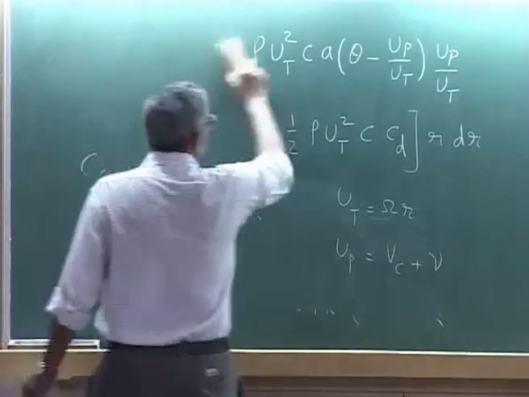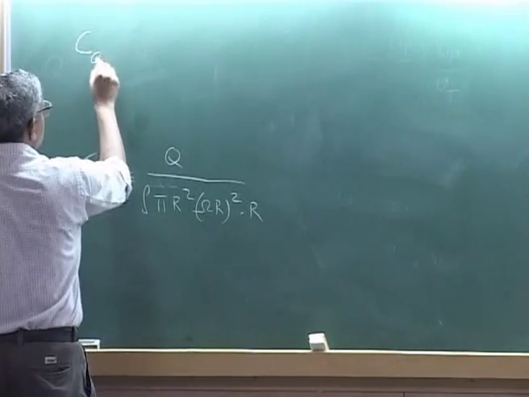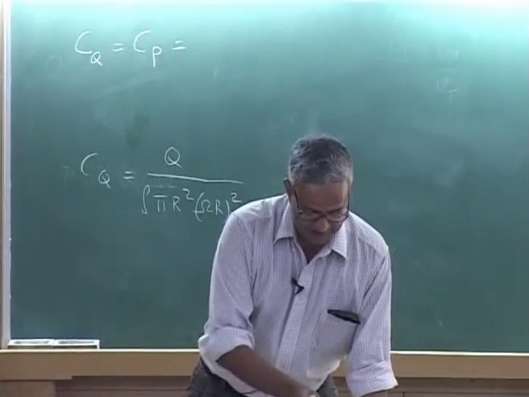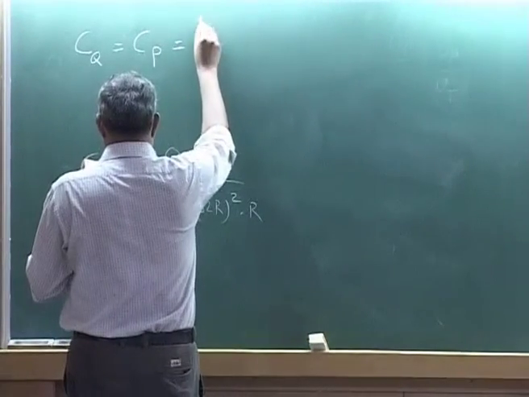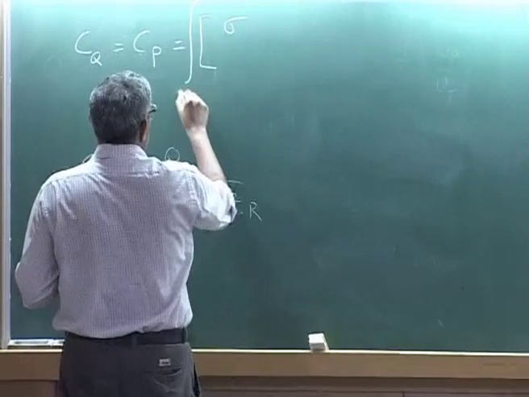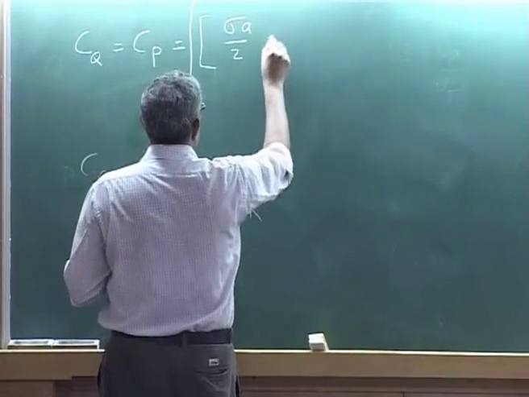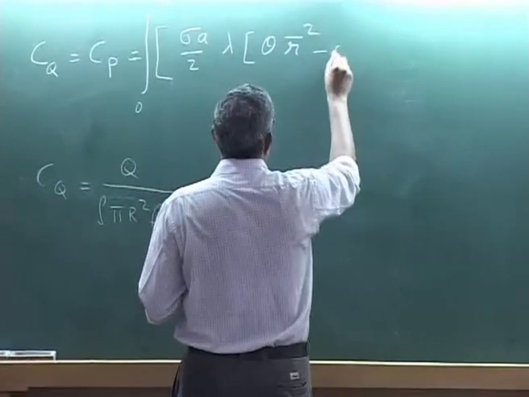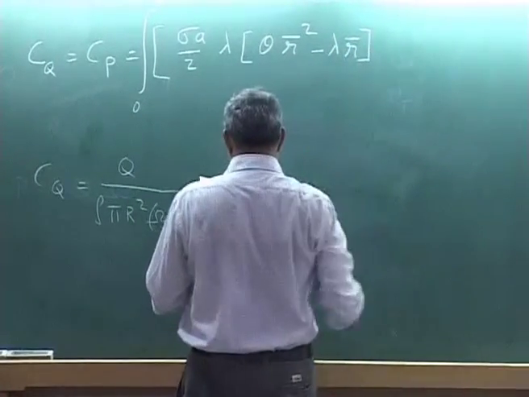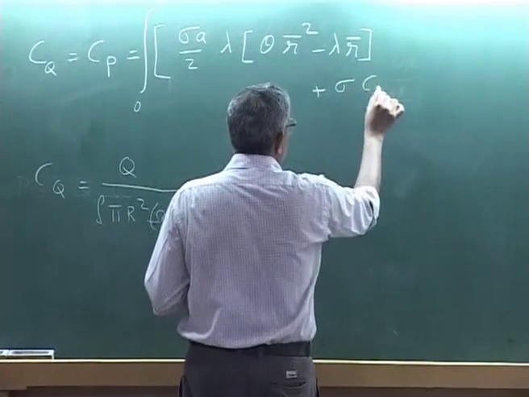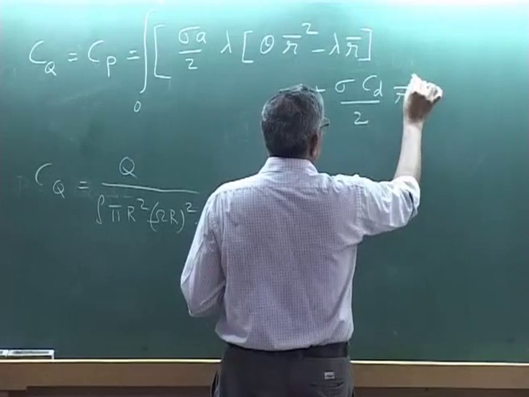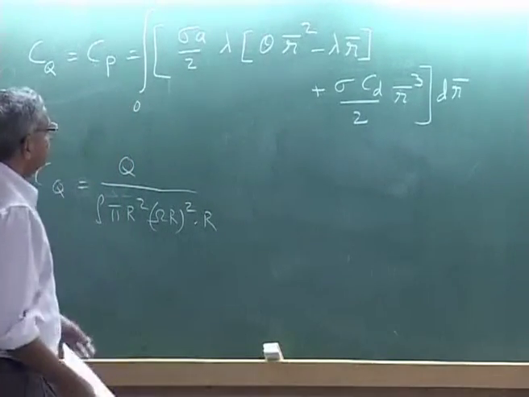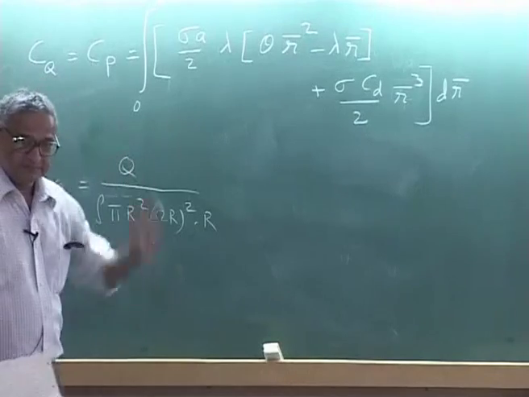So, I write CQ directly. Okay. Since you know CQ is Cp, so in non-dimensional form, the value becomes integral of sigma a over 2, lambda theta r bar square minus lambda r bar, okay, plus sigma Cd over 2 r bar cube, d r bar. This is the expression. Okay.